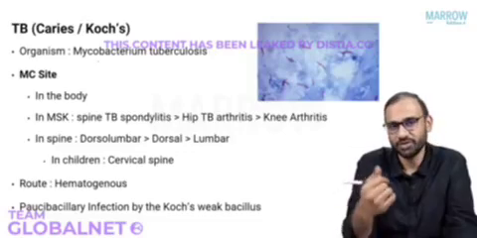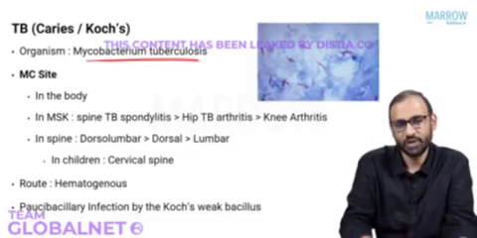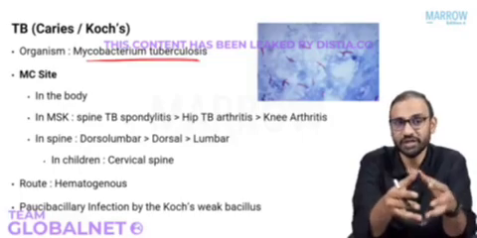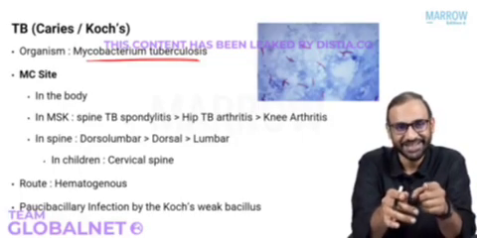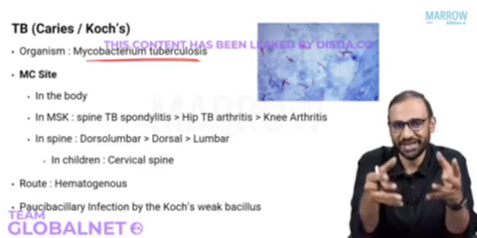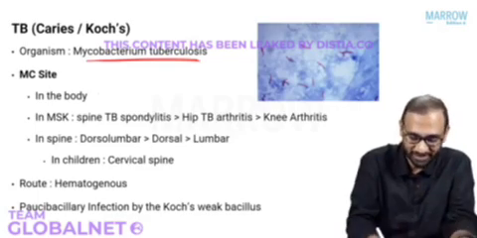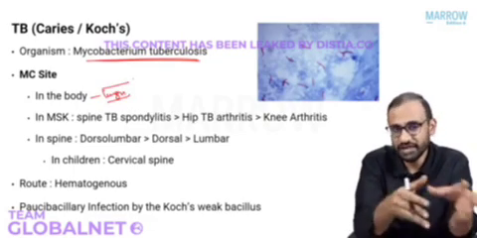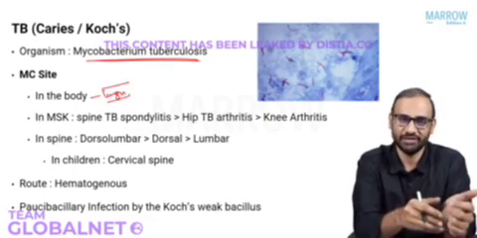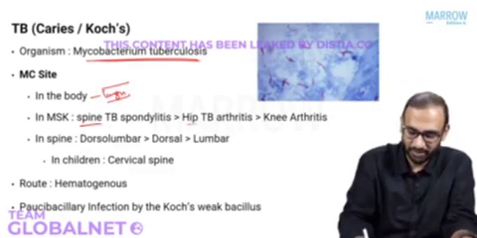The organism causing tuberculosis is obviously Mycobacterium tuberculosis. Now, what is the most common site of TB in the body? You would say spine. No, don't say that, because I'm an orthopedic surgeon, you're answering bone. I said in the body. In the body, it is lungs. But in the musculoskeletal system, yes, it is the spine, followed by hip, followed by knee.